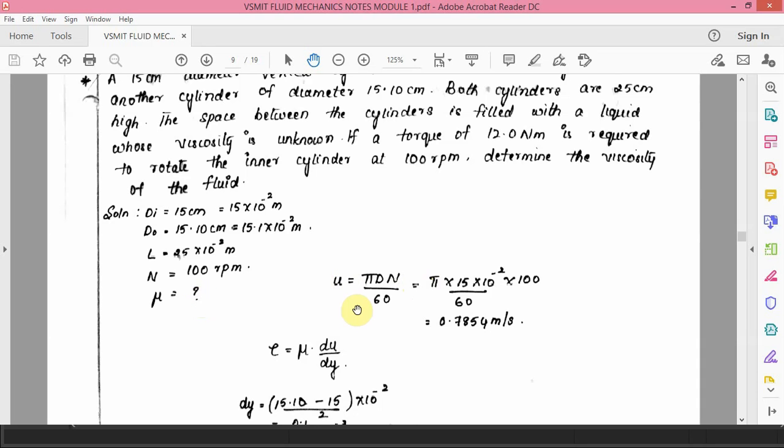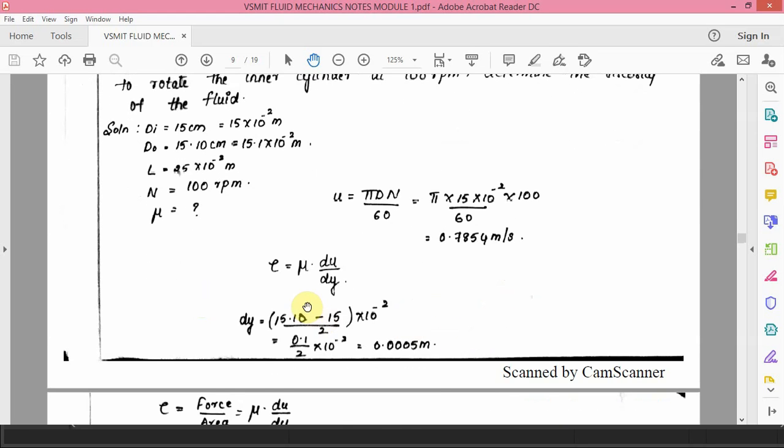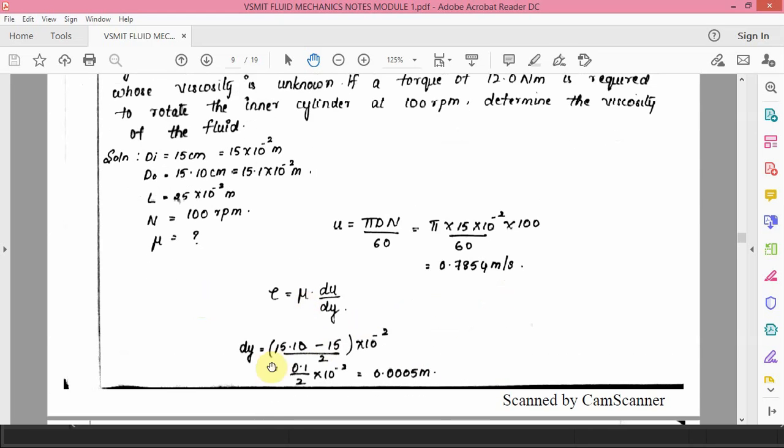We know that u equal to pi dN upon 60, that is equal to pi into diameter 15 into 10 raised to minus 2 into 100 divided by 60, that is 0.7854 meters per second. We also know tau equal to mu into du upon dy. Therefore, dy equal to (15.10 minus 15) divided by 2 into 10 raised to minus 2, that is 0.1 divided by 2 into 10 raised to minus 2, that is equal to 0.0005 meters.